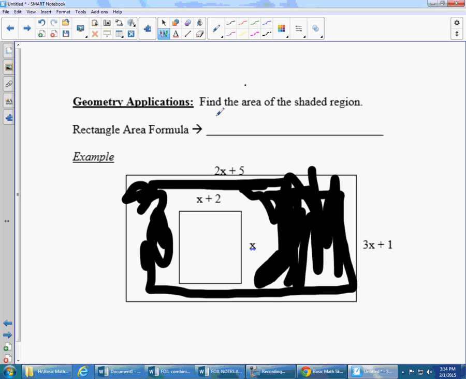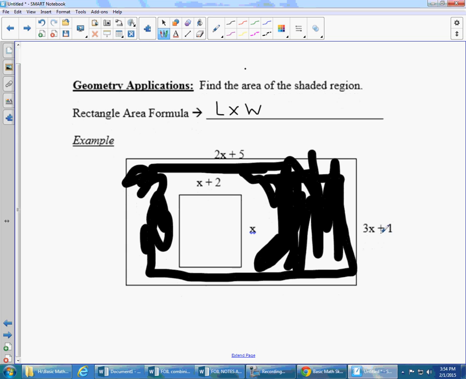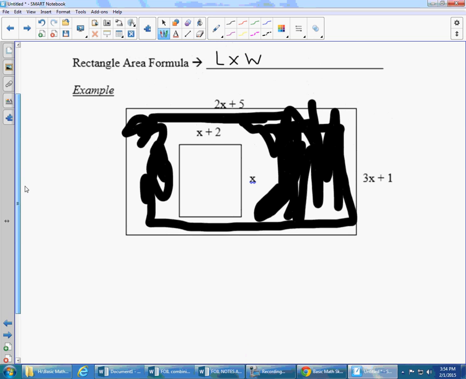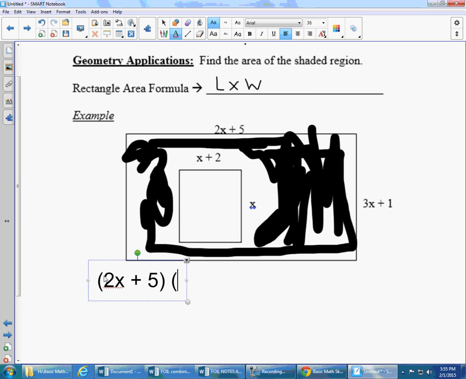How do you find the area of a rectangle? Oh, you got it. Good job. It is length times width. The length in this problem is 2x plus 5, and the width in this problem is 3x plus 1. I wish we knew a way to multiply a binomial times a binomial. Okay, it looks like we're going to do 2x plus 5 times 3x plus 1.